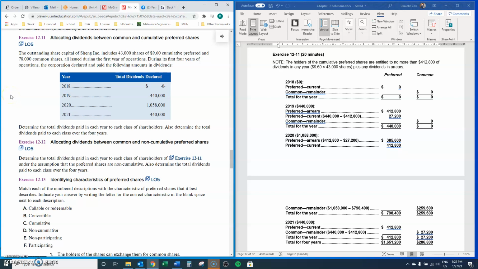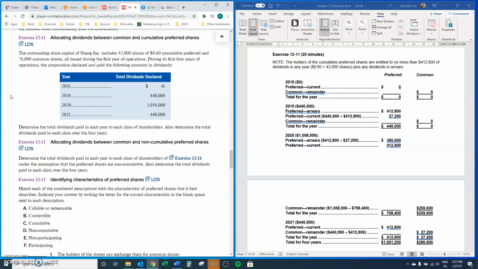Exercise 12-11. The outstanding share capital of Shang Inc. includes 43,000 shares of $9.60 cumulative preferred and 78,000 common shares, all issued during the first year of operations. During its first 4 years of operations, the company declared and paid the following amount in dividends.